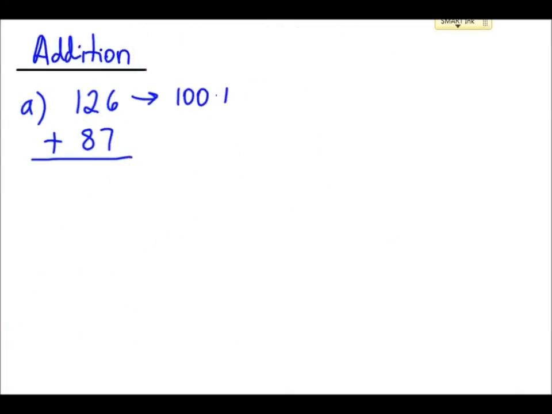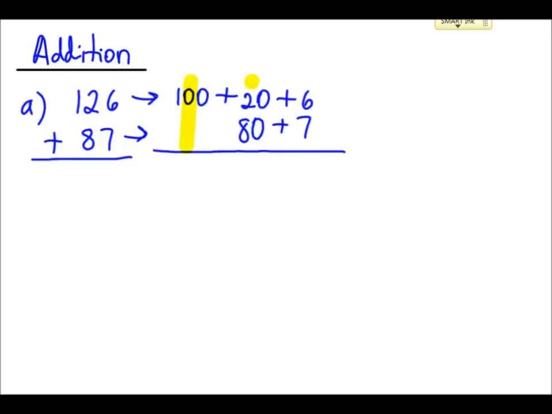Let's use this expanding to do some adding. So I'm going to expand the 126 into 100 plus 20 plus 6. The 87 gets expanded into 80 plus 7. Notice how I'm putting the 80 with the 20 and the 7 with the 6 because 80 and 20 are both 10 numbers and 6 and 7 are both in the ones.